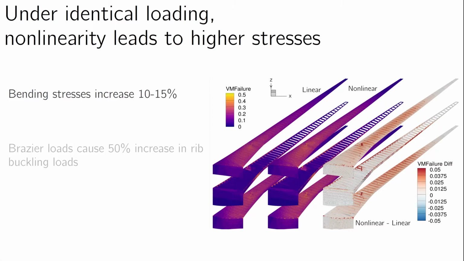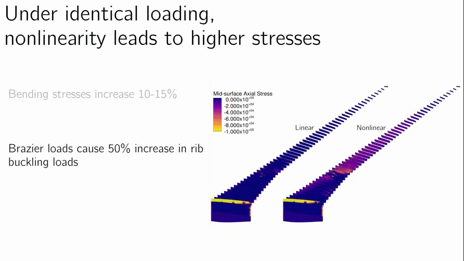Now we compare the results of linear and nonlinear structural analysis with identical loading on the high aspect ratio wingbox of the undeflected common research model. We find that due to the correct treatment of rotated aerodynamic forces on the outer portions of the wing, the nonlinear analysis results in bending stresses 10 to 15% higher than in the linear case.